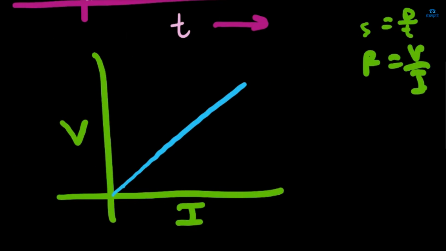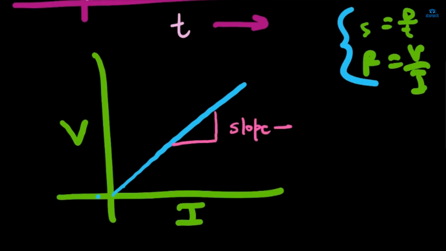So how will this VI graph look? It will be a straight line, right? It is the same, only the variable has changed, right? Now what will its slope tell us? What will the VI slope tell us? Resistivity? No, don't say resistivity. Resistance. Yes, its slope will tell us resistance, because we have to do y by x.